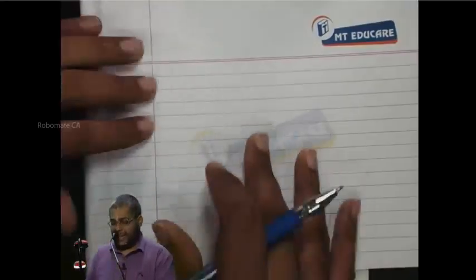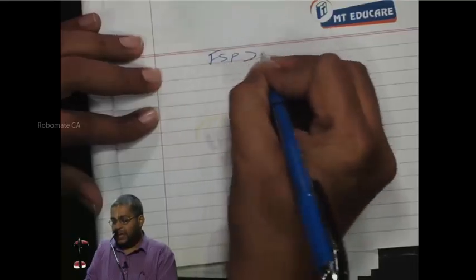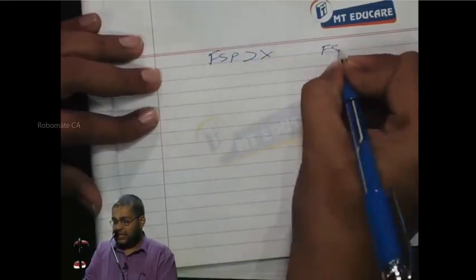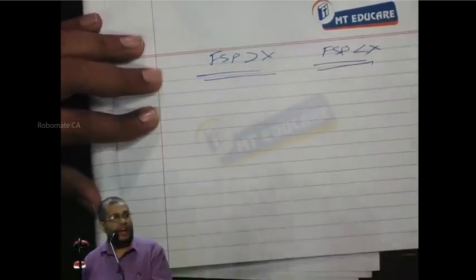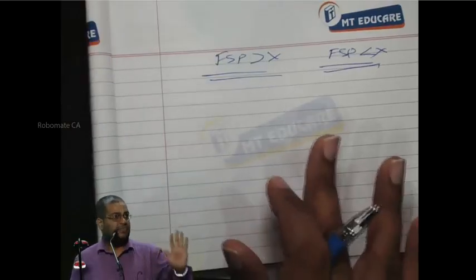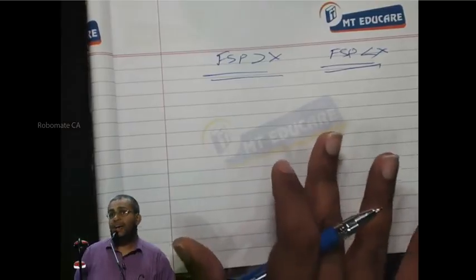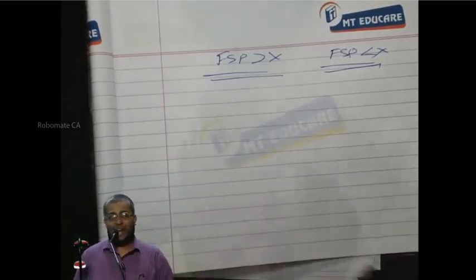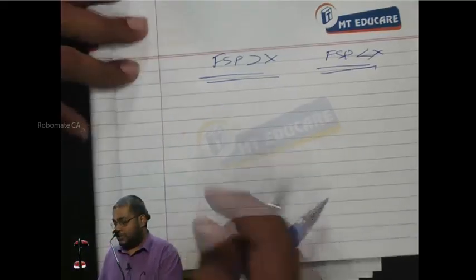On maturity date, same story. Two things can happen. What are the two things here? FSP greater than X, FSP less than X. Now, see, I am a holder and writer. I hold what? Call. I write what? Put.